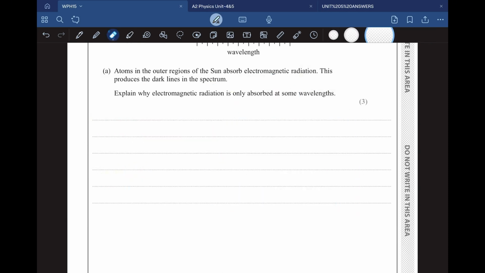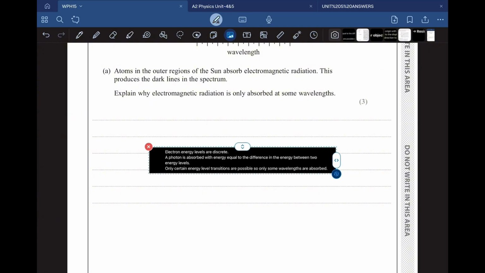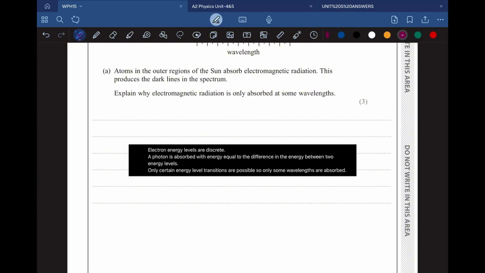Just give me 1 minute. Here these are the points: electron energy levels are discrete. We have seen there are different energy levels: the first excited state, second excited state, the last fifth excited state as well, and then the ionization energy. Now a photon is absorbed with energy equal to the difference in the energy between the two energy levels. We have seen that was 10.2 electron volts from the ground state to the first state. The difference in the energy levels was 10.2 electron volts.